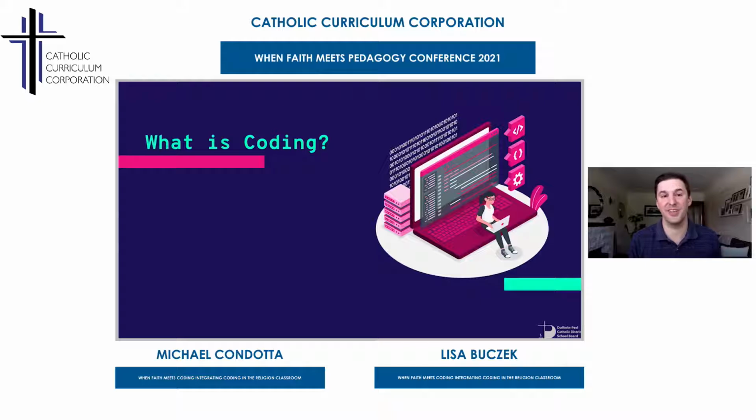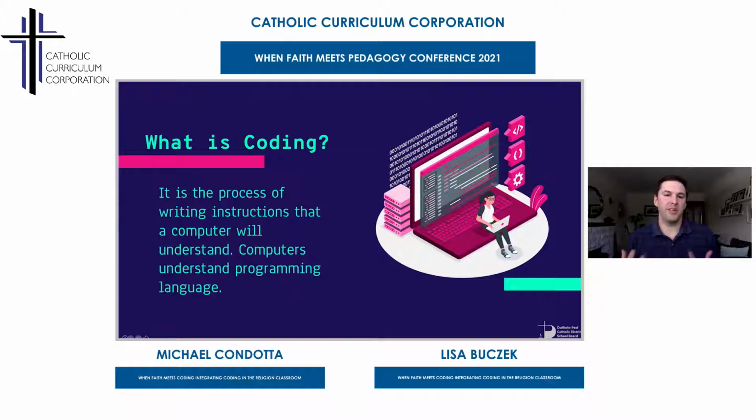All right, so a good place to start is discussing what is coding. So coding, we can think of it as a process of writing instructions that a computer will understand, and computers understand programming language. So these instructions that we give a computer can be in a number of different programming languages, but they all follow a similar logic in that the code is read in a sequence and in a sequential order, usually from top to bottom. And the computer will read and follow those instructions in the order that we put it in. Today, we're going to explore a programming language called Blockly using the Scratch coding editor.